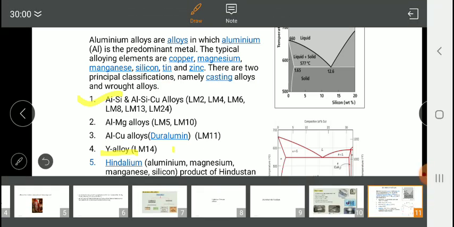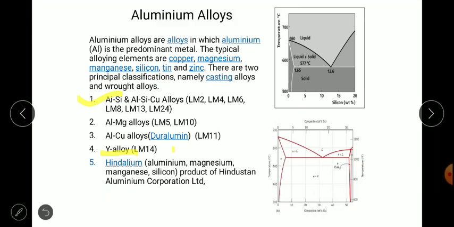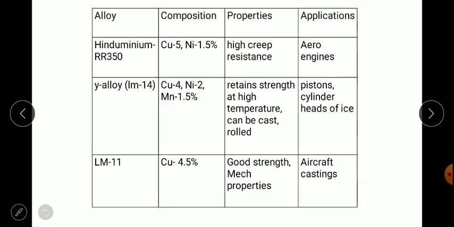Y alloy is nothing but indicated as LM14. And the last one is Hindulium, the product of Hindustan Aluminium Corporation, that's why the name. It contains magnesium, manganese and silicon as alloying elements. Coming to the detailed classification, the first one is Hindulium RR350, a Hindustan Aluminium Corporation product.